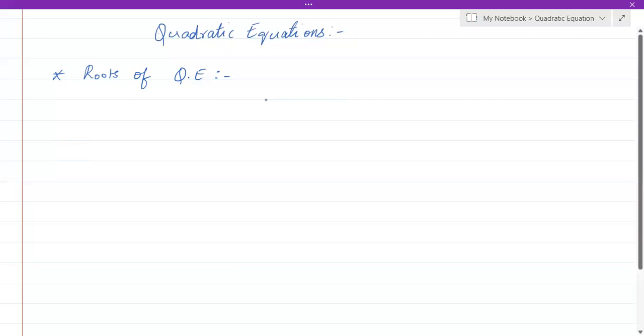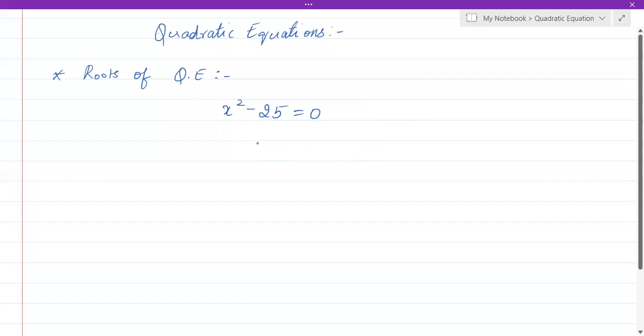For example, let's take a simple quadratic equation, x square minus 25 equal to 0. Is this a quadratic equation? Yes, it is, because the degree is 2. Now, I have to find a real number which, when substituted in place of the variable, should satisfy the equation, that is, LHS should become equal to RHS. What is the RHS now? 0, right? So we have to get 0 as the answer.